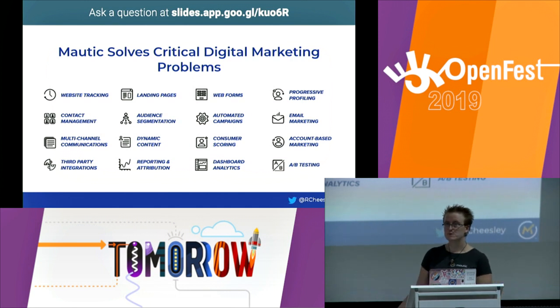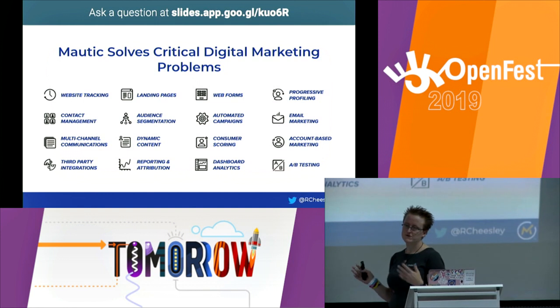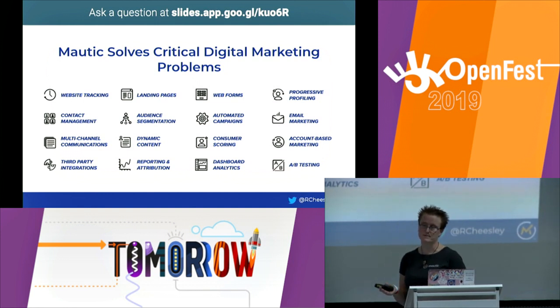You can also use Mautic to build landing pages. So if you're running an AdWords campaign or a Facebook campaign, instead of dumping them onto a generic page on your website, you can build a landing page within Mautic that allows you to send them to something that's completely customized to where they are in the process.